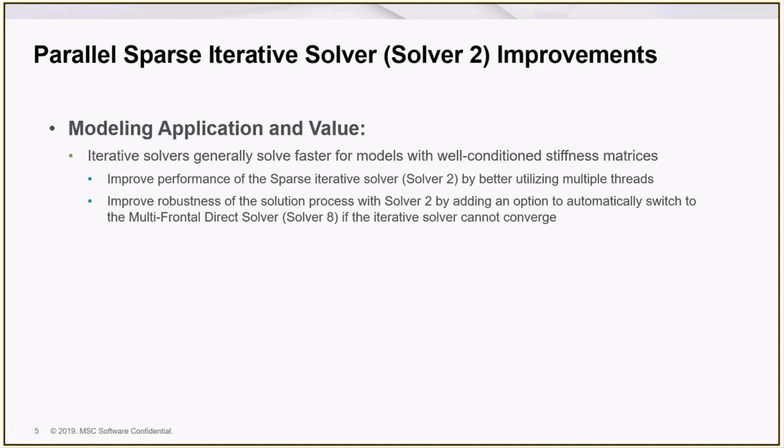So we're gonna see some of the results of that at the use case when we're talking about how we actually tested it. And then we improved the robustness of the solution process, also of solver 2, by adding an option to automatically switch to the multifrontal direct solver, which is solver 8, if the iterative solver cannot converge. And again, this speaks on what we're trying to do in many of these enhancements here. If you can imagine, if you're running a job and it could not converge in the iterative sense, switching to the multifrontal direct solver is something that we can do to make sure that you're going to get some results out of your run.